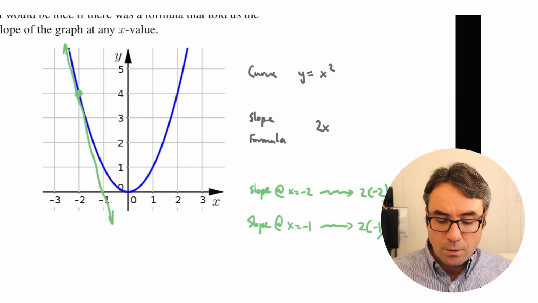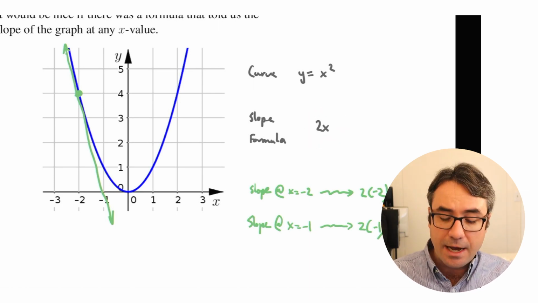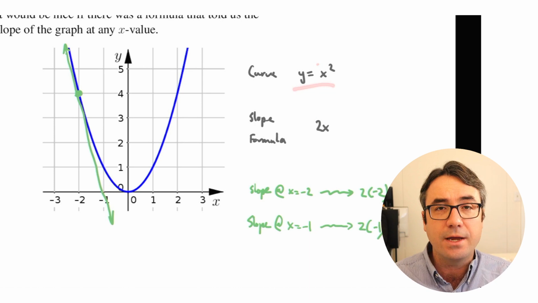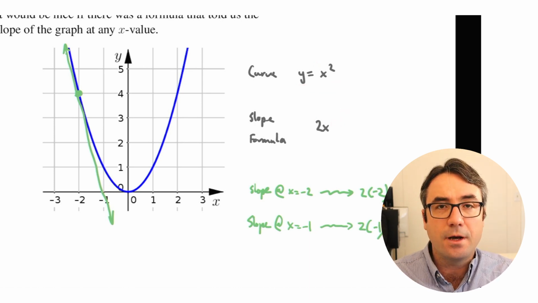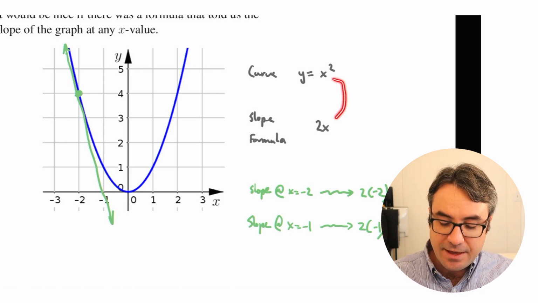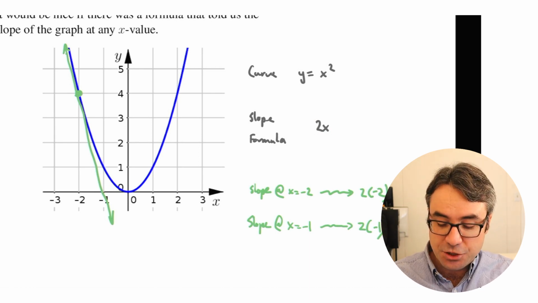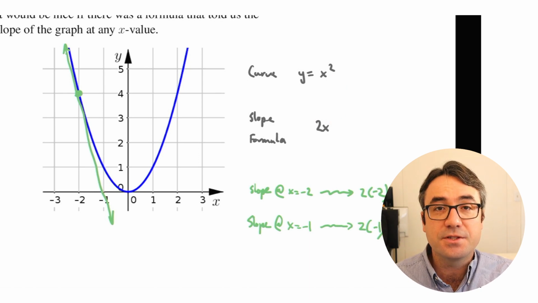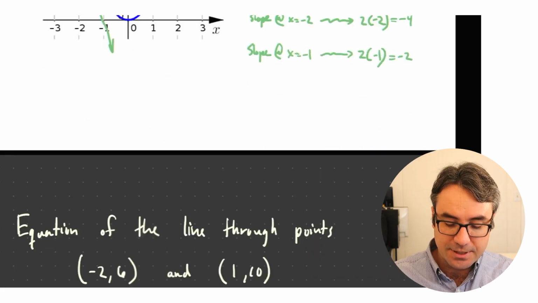All right, so what we're going to see today is, how do we actually get this slope formula? How do we go from having a curve of y equals x squared to this slope formula of 2x? We're going to see that this is going to be our derivative. So this 2x is really going to be derived from this curve x squared. All right, so let's get into it.